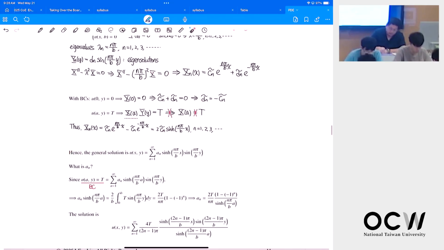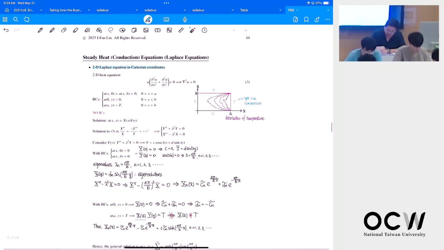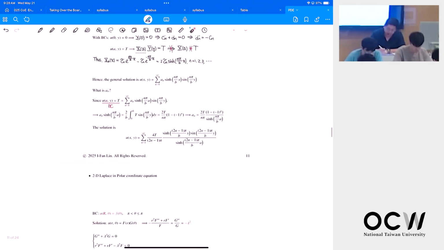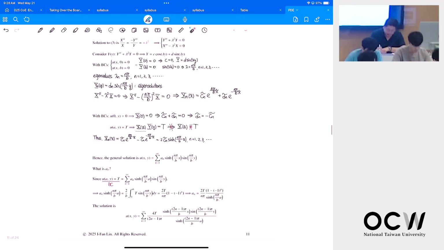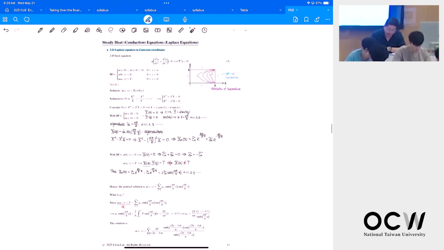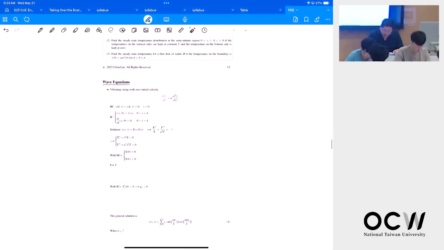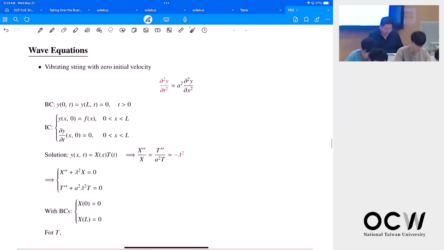All right, and overall, this is the 2D Laplace equation in Cartesian coordinates. That means we also have the 2D Laplace equation in polar coordinates. If we have time, we'll go back to see this, but so far, let's just skip. And then we will talk about the wave equation first. So now let's see the wave equation. Here is the wave equation.